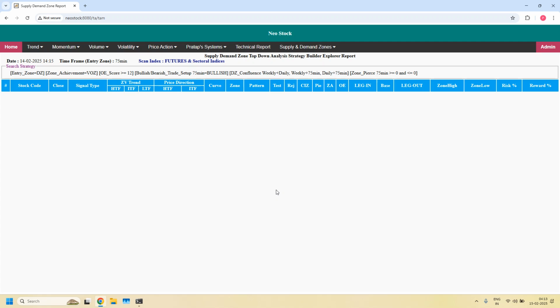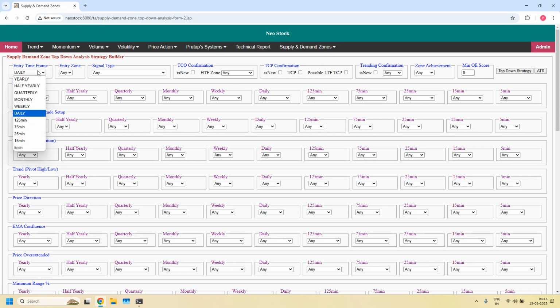That's it. So this is about bullish trade setup for weekly income trade. Next, bearish trade setup for weekly income trade. Entry time frame 75 minutes. Entry zone, supply zone. In bullish or bearish trade setup at 75 minutes, I am selecting bearish.